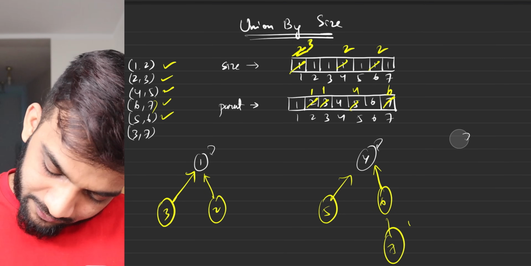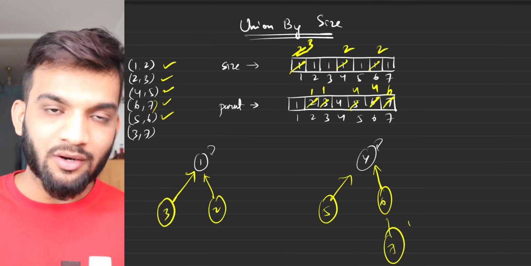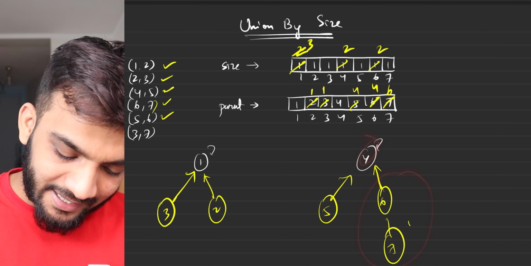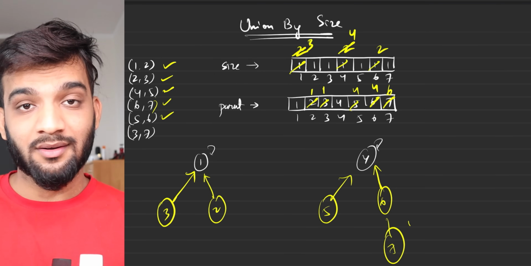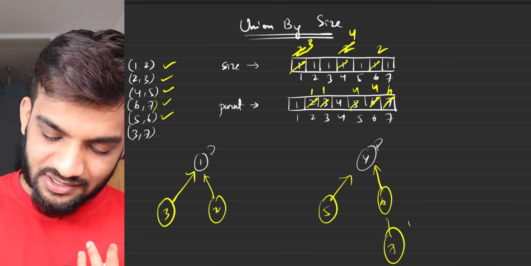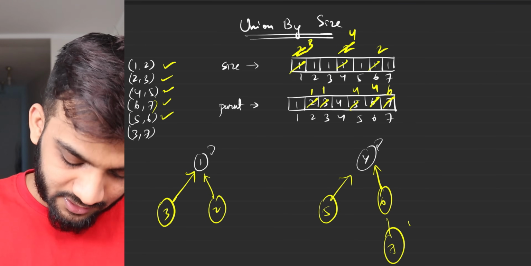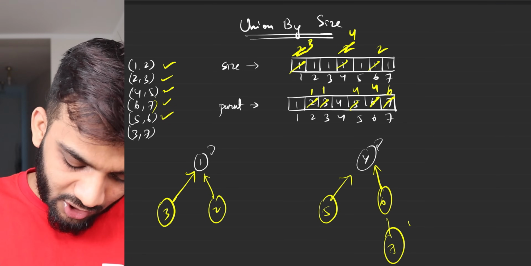So 6's parent will be 4. And since you're attaching a size 2 to 4, the size will increase by 2, not by 1. So basically, this is keeping a track of how big this is. This is also done. Next will be 3 comma 7.